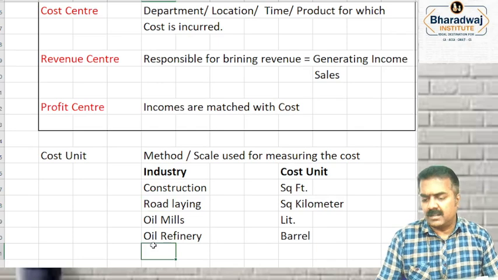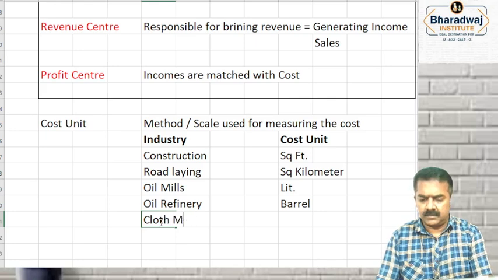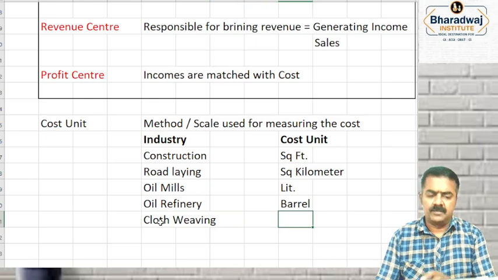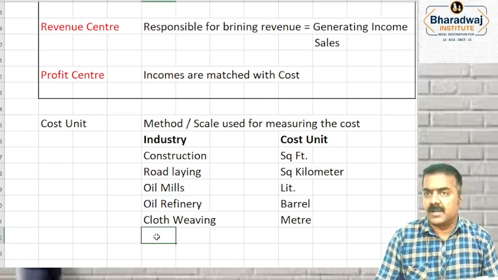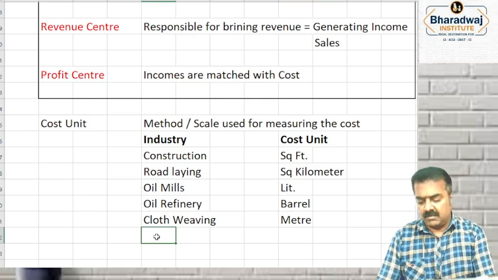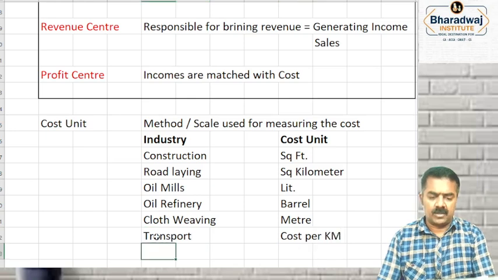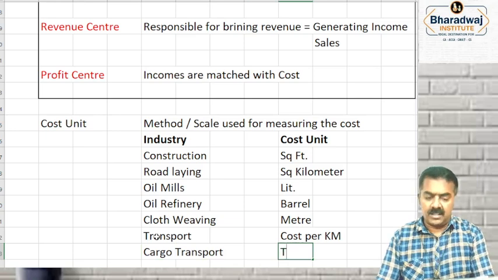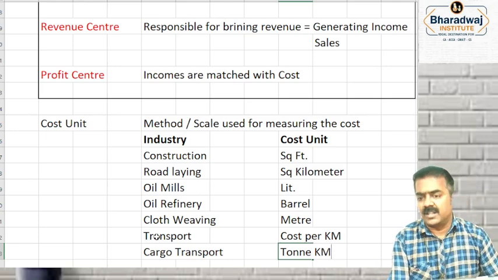Then what about cloth making? Weaving factory. Cost per meter. So like this. What about transport? Cost per kilometer. Cargo transport. Nothing but goods. So they call it as ton kilometers. How many tons? How many kilometers? Cost per ton kilometer they work out.